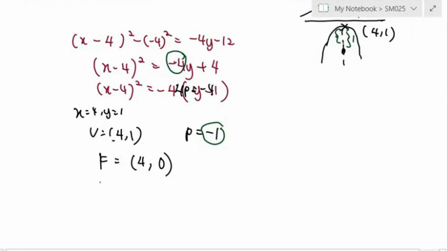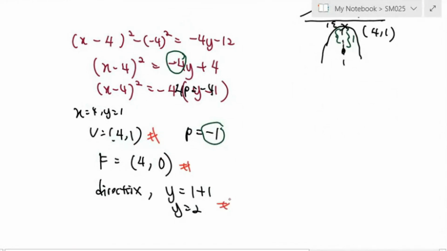How about the directrix? Look at your directrix, it is a horizontal line. So y equals to something. It will be 1 plus the value of p, the value of p is also 1, so y will be equal to 2. This is my vertex, this is my focal point, and this is my directrix. That's all. If you want the axis of symmetry, you can look at your graph there. It is a vertical line, so x equals to 4.